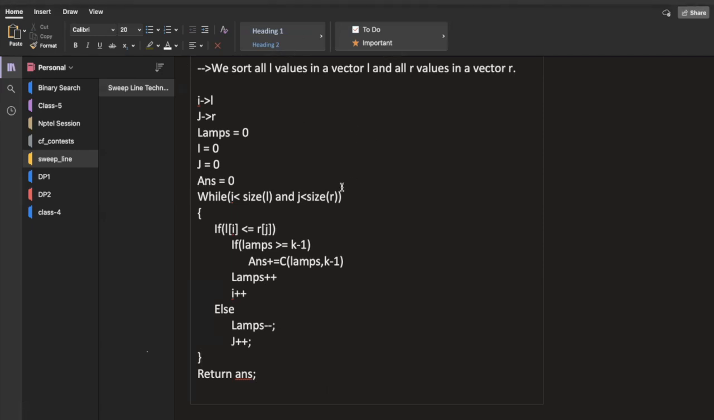So we can in the combination. Okay. Sorry. So we can increase the lamps first, and then we can also do lamps CK. That is the same thing. Lamps minus 1. Then we have to do lamps minus 1 CK.